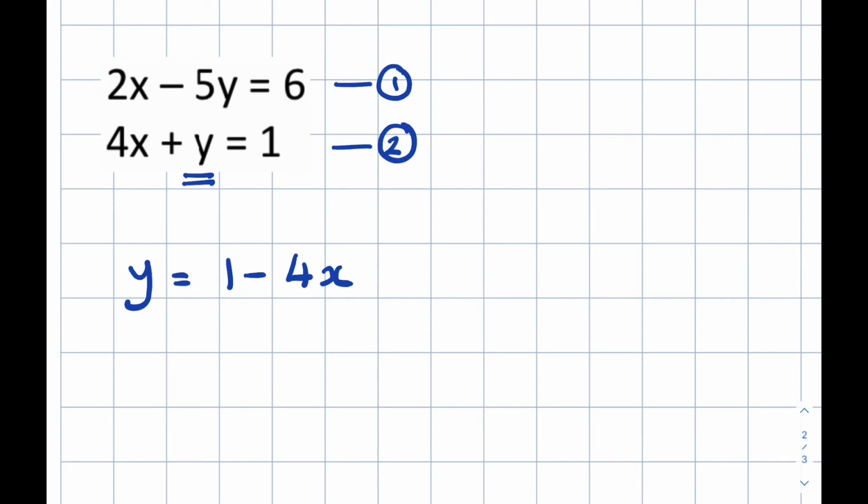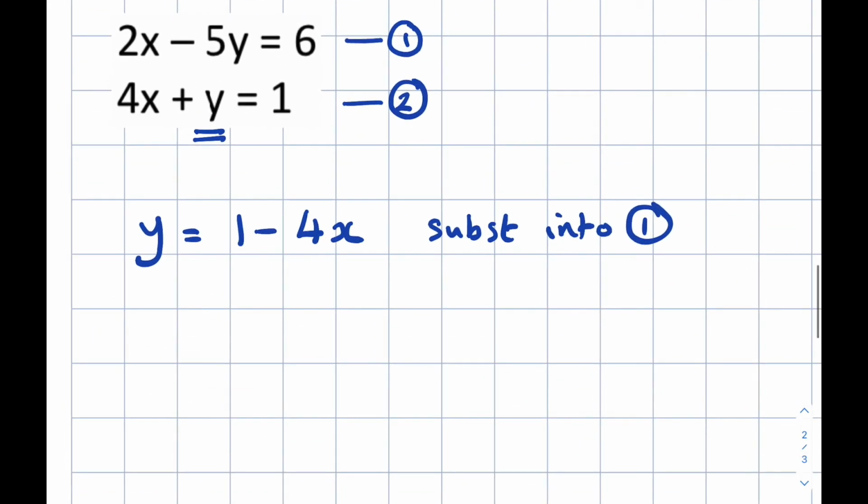So I've subtracted 4x from both sides. Now I've got y equals 1 minus 4x. I'm going to substitute this into equation number 1. Okay, so let's see what happens. So we're going to put 1 minus 4x in place of the y. So we already have the 2x, subtract 5 lots of 1 minus 4x equals 6.